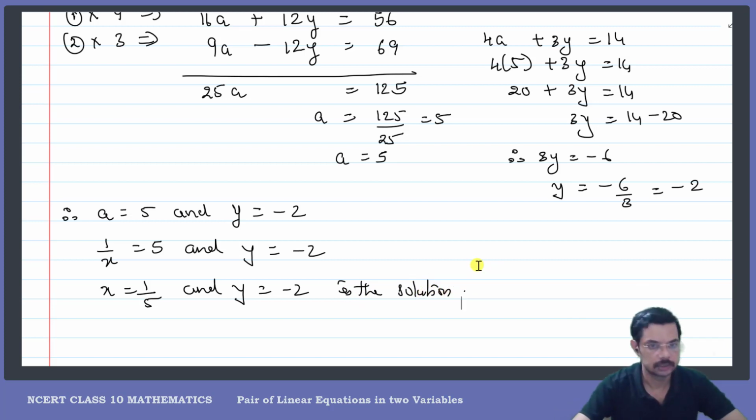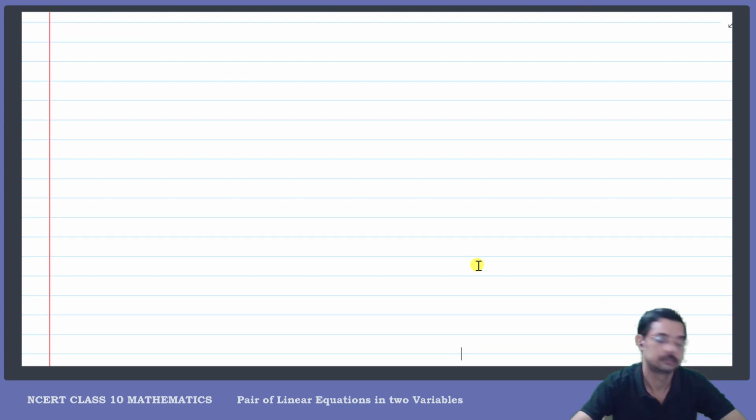Let us look at the next question. Next question, it is even more complex. We are developing now. So fourth one, what is given to us?